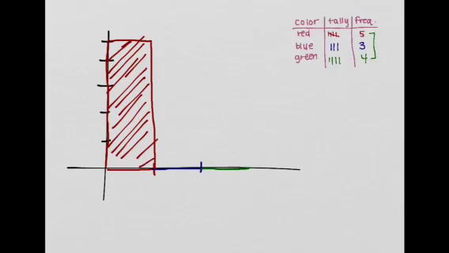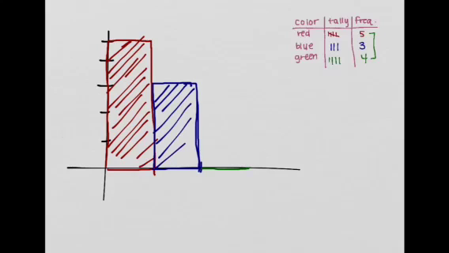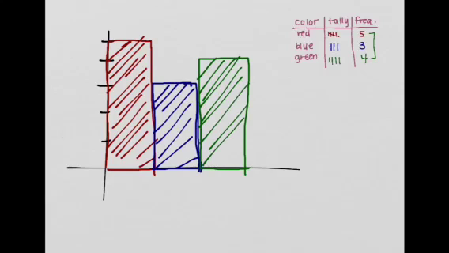Okay. Now the blue has 3. So it goes 1, 2, 3. And then brings it to this. And then we shade it in. And the green has 4, so it's 1, 2, 3, 4. And then we shade it in. So here's a histogram of this tally for the rainbow loom rubber bands.